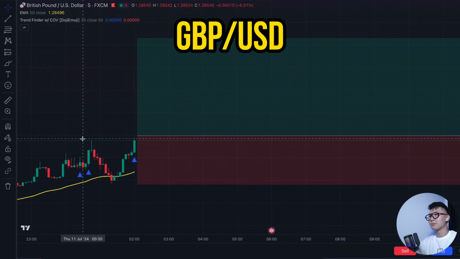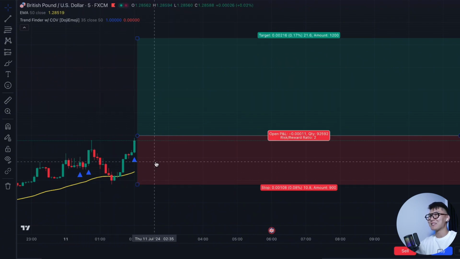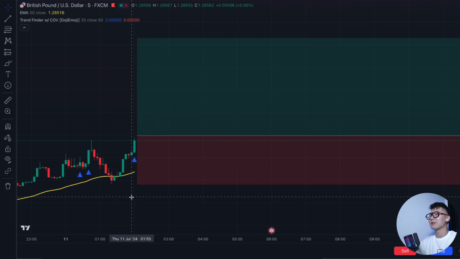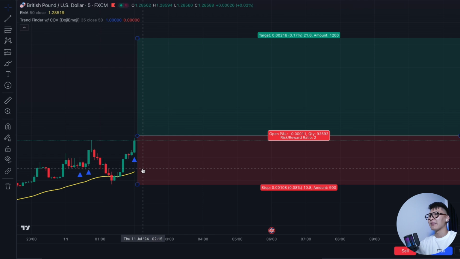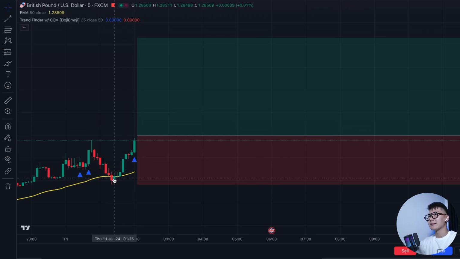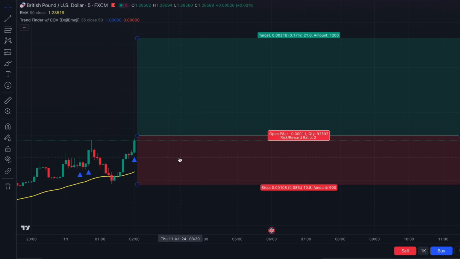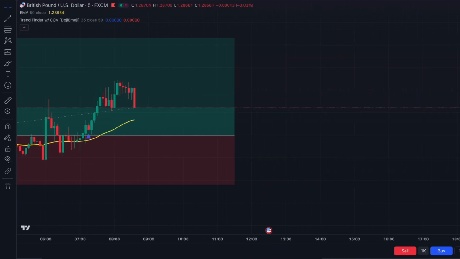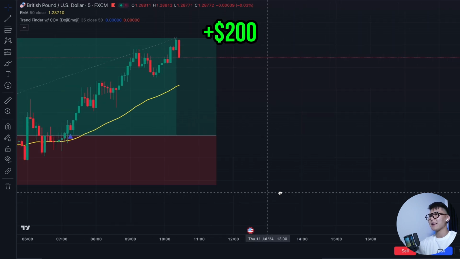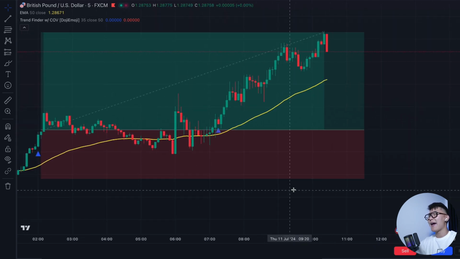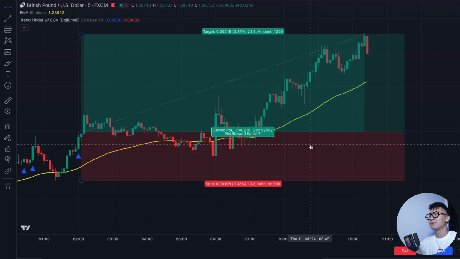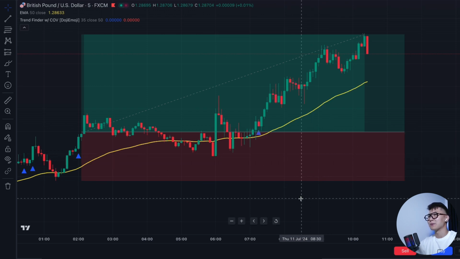GBP/USD currency pair has given another signal to open a long position. I set my take profit and stop loss, and all conditions for entry are met: the signal in the form of a blue triangle, and the moving average is below the signal. I set the stop loss at the structural minimum and open the trade at 1 to 2, and let's see the result of this long position. So my long position has finally closed in profit. Excellent trade, guys. The signal was fully justified and I earned $200.